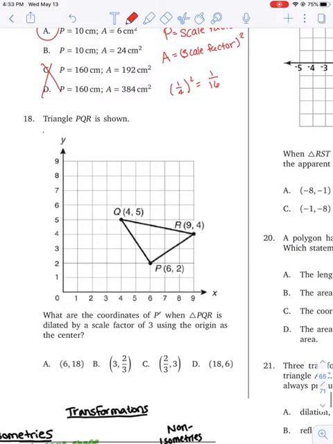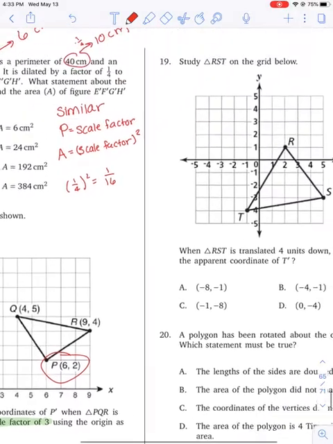Okay, next one. So we want to know what's happening with a scale factor of 3. And the origin is where the explosion of the dilation is coming from. So typical rules. So that means I'm multiplying everything by 3. And if I take, they want point P. Okay, so I need to multiply those numbers by 3. So it looks like D is going to be my choice there.